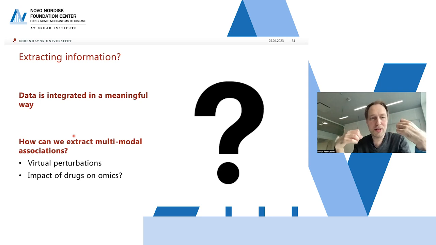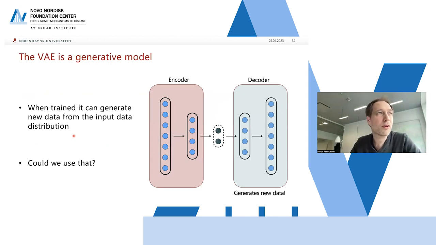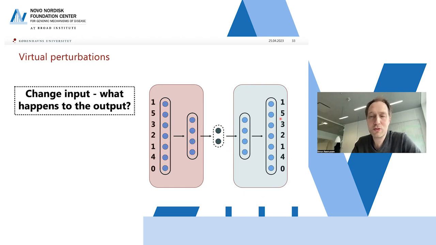To do that, we ended up using something called virtual perturbations, which we borrowed from single-cell deep learning with variational autoencoders. Recall that the VAE is a generative model. We have the encoder, which encodes the data into the latent space, and the decoder, which takes the latent representation and generates new data from it. So we wanted to see if we could use that. Going back to our example from the beginning, we have input data and output data.